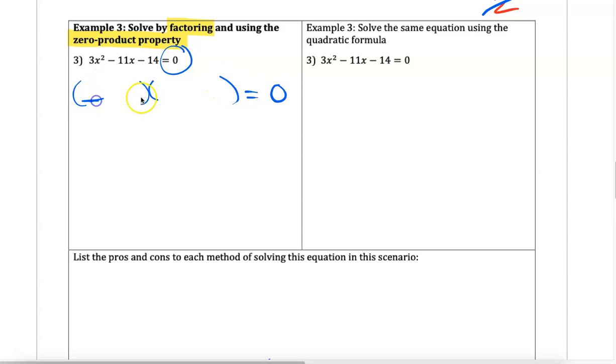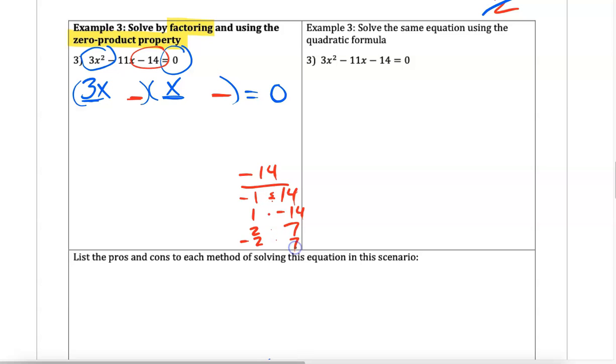So I know that this part times that part has to equal 3x squared. So I'm going to start out with 3x and x. And then I know that this part and this part have to multiply to negative 14. So there's a lot of possibilities there. I could maybe use negative 1 and 14, or 1 and negative 14, or 2 and negative 7, or negative 2 and 7. Yeah, those are my options. So I think I'm going to start with 2 and 7 just to see what happens.